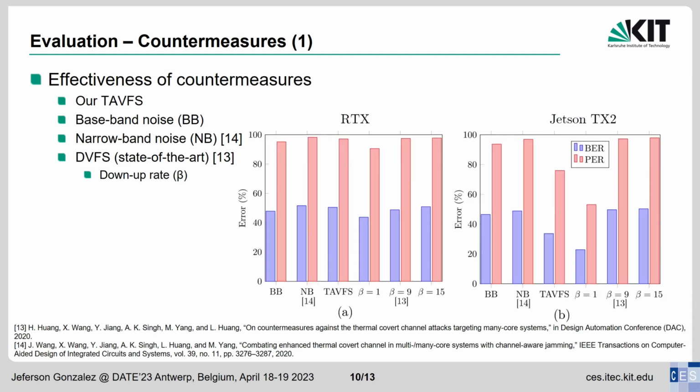In the figure, we can see for the RTX platform how our thermal-aware DVFS policy is as good as the other solutions when blocking the attack, producing high bit and packet error rates. An interesting effect happens on the embedded Jetson TX2 board. First, our solution is a bit less effective than it was on the RTX board, but as we will see shortly, we trade off effectiveness for a much better performance. Notably, the beta equals 1 or low beta implementation for the state-of-the-art performs poorly when mitigating the attack, managing to produce only 50% of the packet error rate in the attacker.